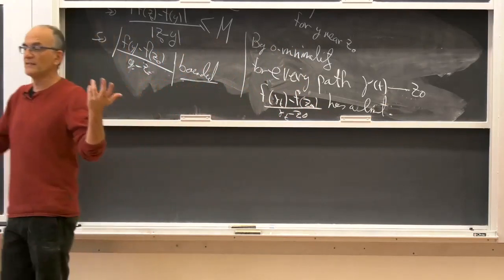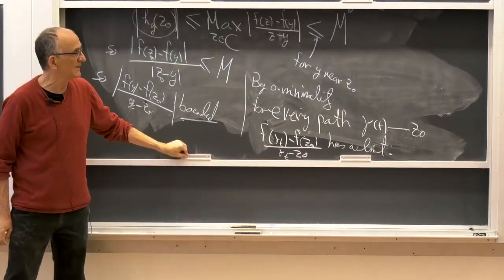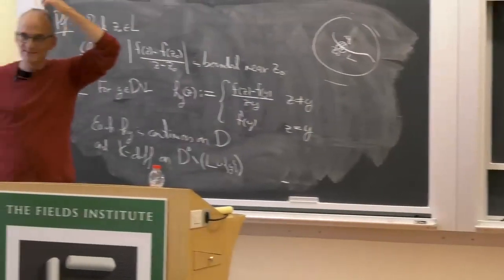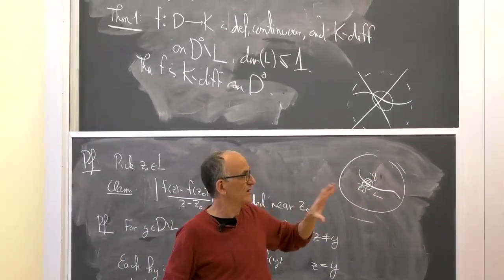But now we need to show that they're all the same limit in order to get that actually there is one limit to this difference. We have to show that they all have the same limit. I will not do it. You have to use again the maximum principle, but I will not do it. We're over time, sorry. I will start from assuming this singularity, removal of singularity, next time.